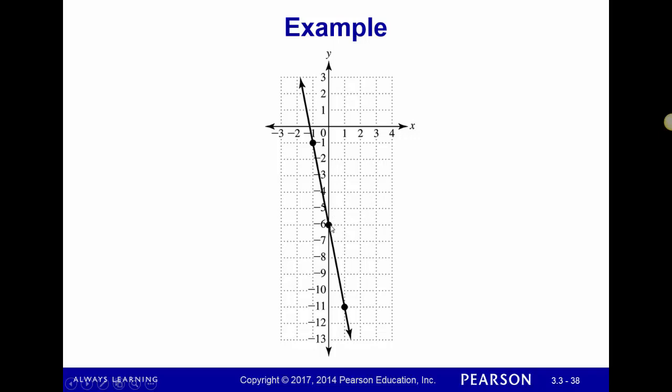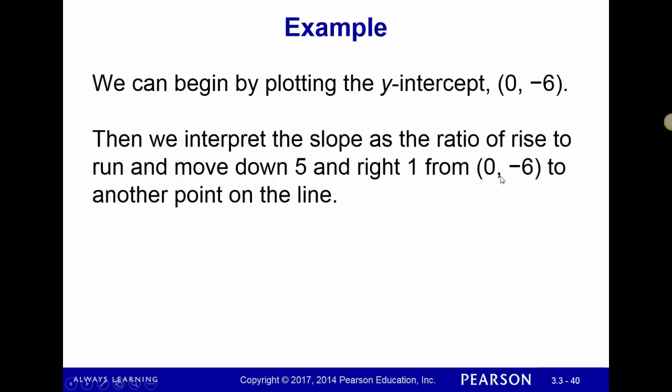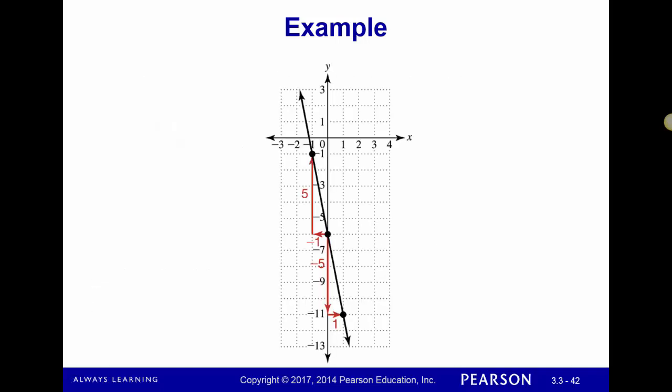So my slope was negative 5. If you notice on here, negative 5 would mean go down 5, and my run would be 1, negative 5 over 1. Or I could go back 1 and up 5. So you plot the y-intercept first, and then you use the slope as the ratio of the rise over the run, and move down 5 and right 1 from that initial point. And again, there's an example of how that works. If we start at this point and go down 5 because it's a negative rise, our run is 1. We could also go back here and go negative 1 and a rise of 5 in the opposite direction.